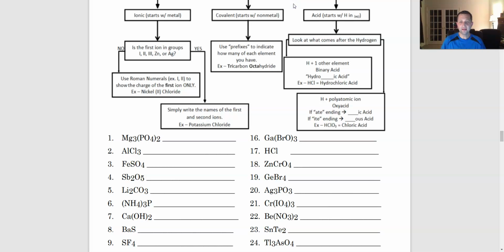Okay, let's take care of the last couple here. I want to do number 17, so we'll do that next. It's HCl. So it starts with H. Acids start with H. All right, so we're going to look at that, and you want to look at what comes after the hydrogen. So you have HCl.